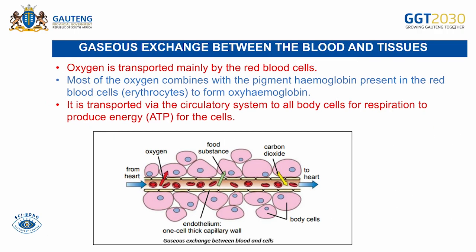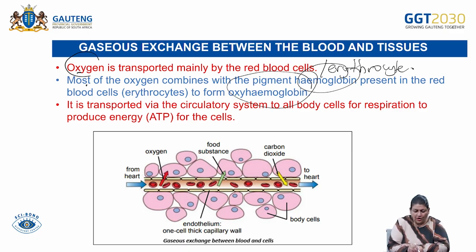Right. Oxygen is transported mainly by red blood cells. What's another name for red blood cells, learners? It's called erythrocytes. What is the pigment found in your red blood cells? It's called hemoglobin. Most of the oxygen combines with the pigment hemoglobin present in your red blood cells to form oxyhemoglobin. Also, oxygen is transported to all cells for respiration to produce energy so the cells don't die.